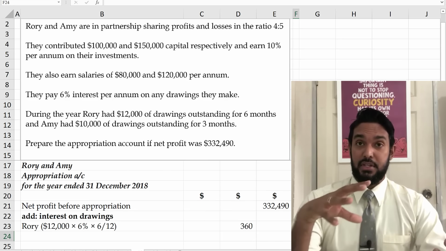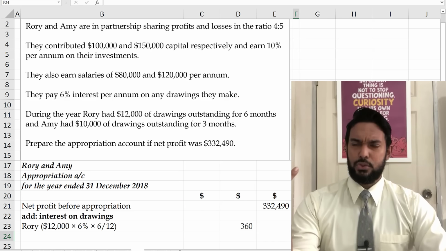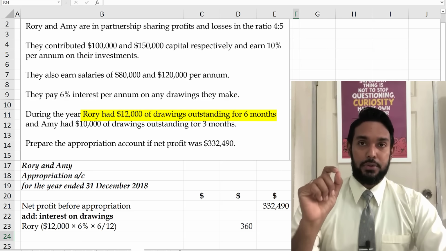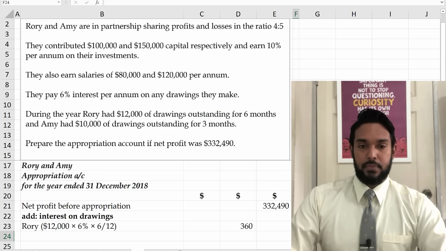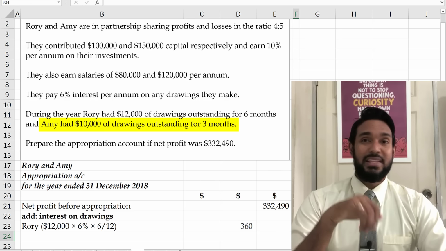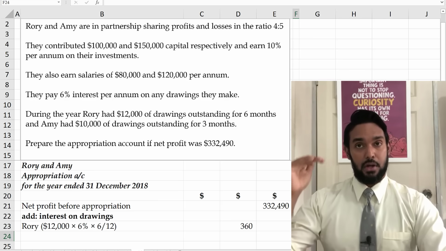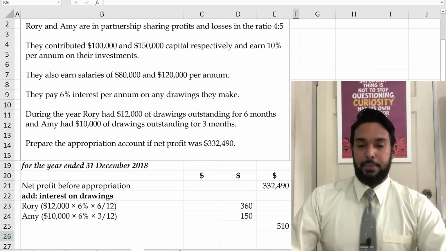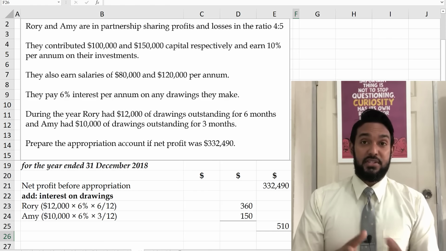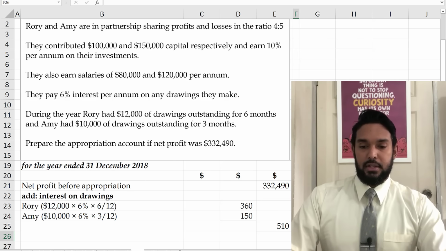So it's going to look like this. 12,000 by 6%, which is the interest for a whole year, but multiplied by 6 over 12. Once again, why 6 over 12? Because his drawings were only outstanding for 6 months out of 12. Similarly for Amy, she had 10,000 worth of drawings outstanding for 3 months. So hers will be 10,000 by 6% and then further multiplied by 3 over 12. 3 months out of the full 12 in a year. And that's going to give us a total of 510. Right? So once again, this is one of the complications that could arise. You can have drawings outstanding for part of a year. Let's see how this progresses.